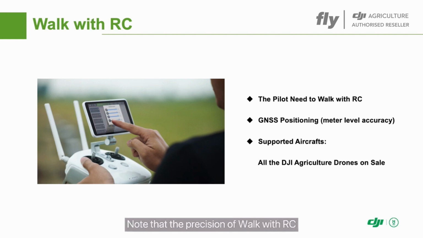Note that the precision of walk with RC relies on ordinary satellite positioning, so a larger indentation distance should be set when editing the route. All DJI agriculture drones currently support walk with RC, which is the most basic planning method.